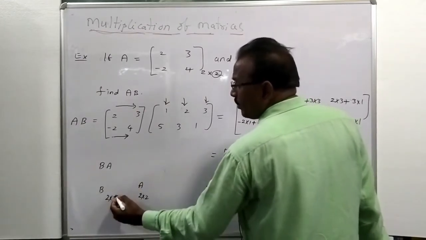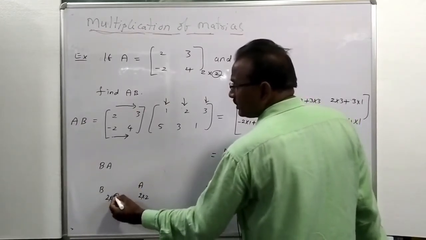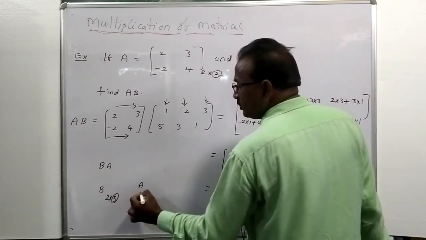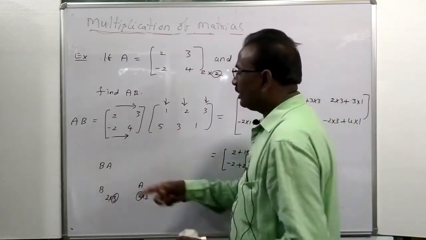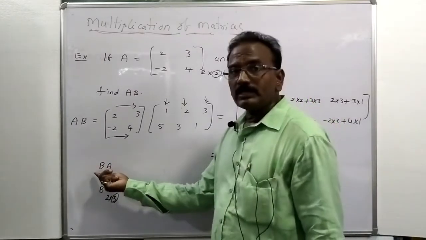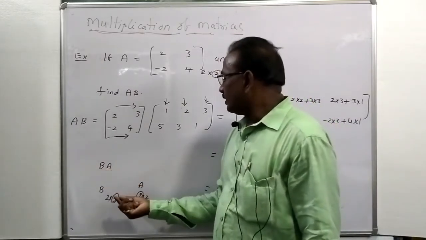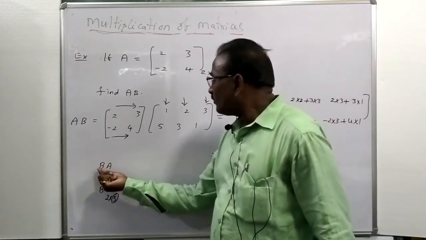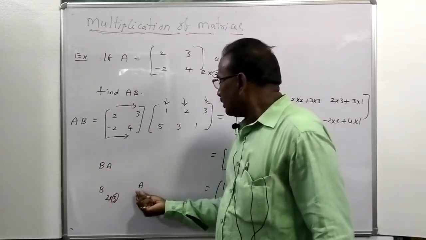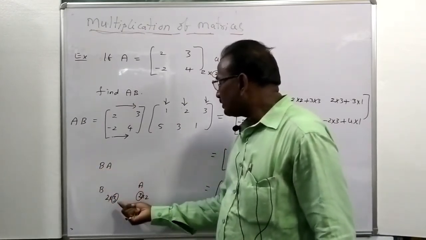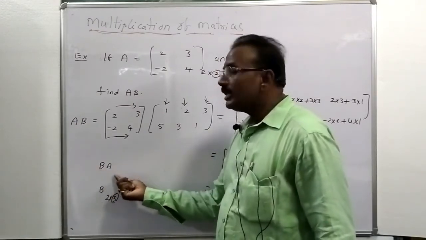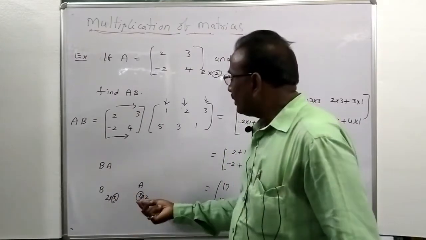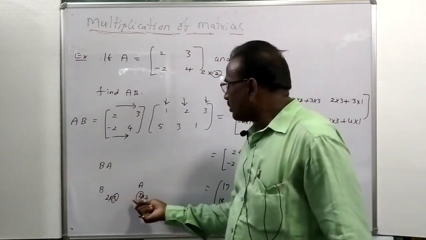Clearly, the number of columns of the first matrix is not equal to the number of rows of the second matrix. Here B into A means the first matrix is B, the second matrix is A. So if the number of columns of the first matrix is the same as the number of rows of the second matrix, that means these two numbers are the same, then B into A is defined. Otherwise not defined. Clearly, these two are not equal. Here 3 is not equal to 2.